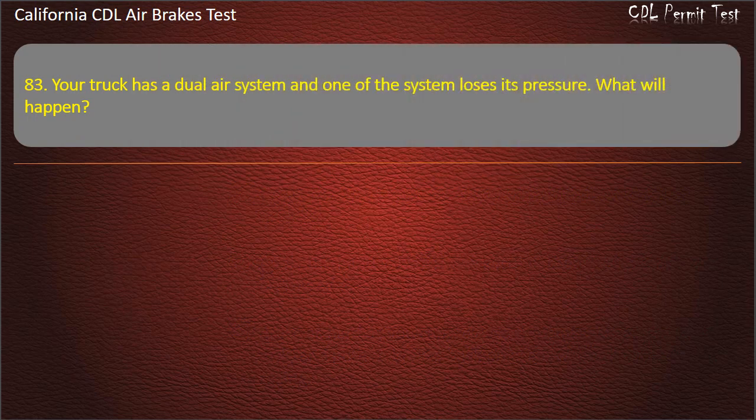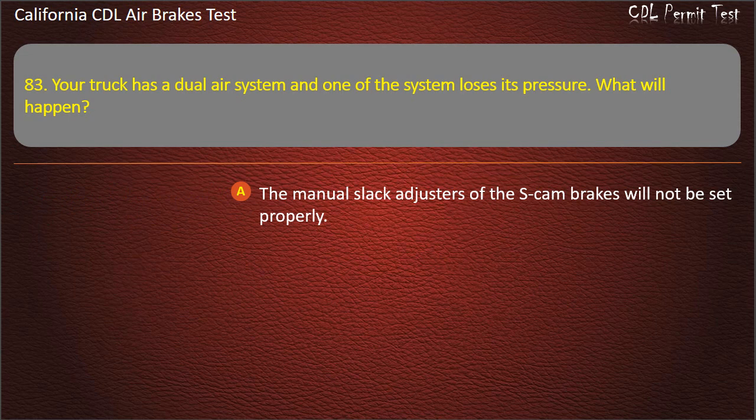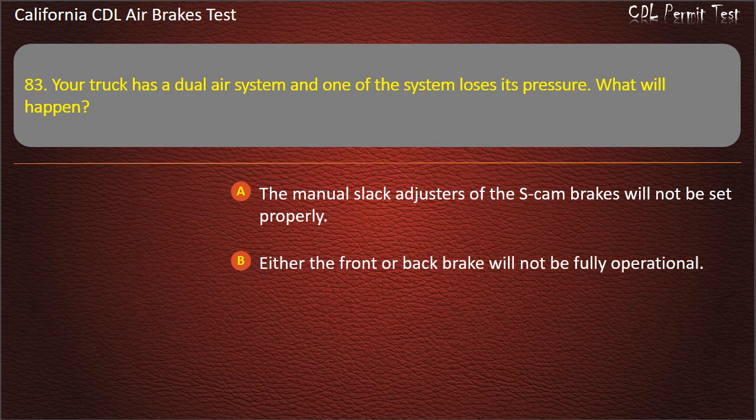Question 83. Your truck has a dual air system and one of the systems loses its pressure. What will happen? The manual slack adjusters of the S-cam brakes will not be set properly. Either the front or back brake will not be fully operational. Brake drums will not be fully pressurized. Answer. Either the front or back brake will not be fully operational.